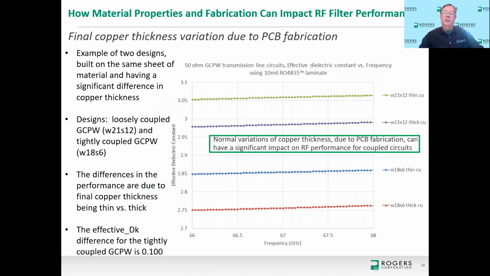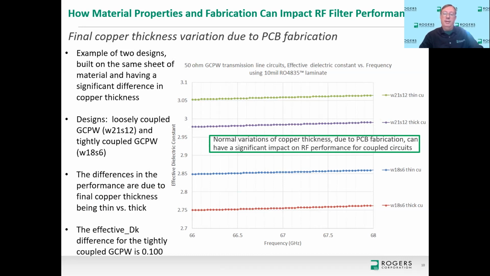And here what I did was an experiment using the same sheet of material, 10 mil thick RO4835. It was 24 by 18 initially. I cut it in half, and one panel at 12 by 18 had circuits made with thinner copper. The other half panel had circuits made with thick copper. They were the exact same design, same materials, same everything. The only difference was the fabricator purposely plated the copper thin for one half panel of circuits, and then plated thicker copper for the other half panel of circuits.